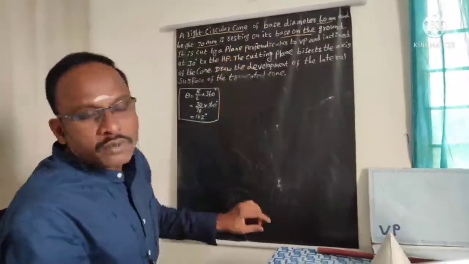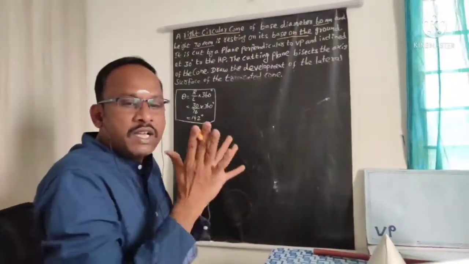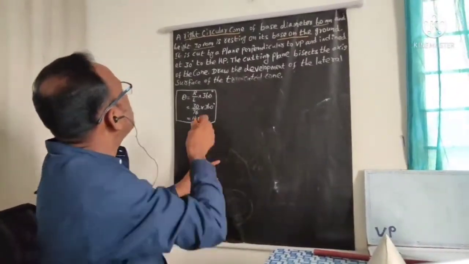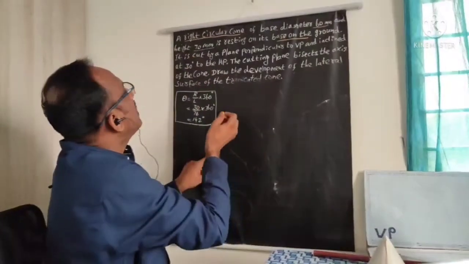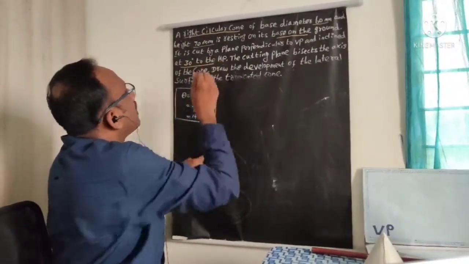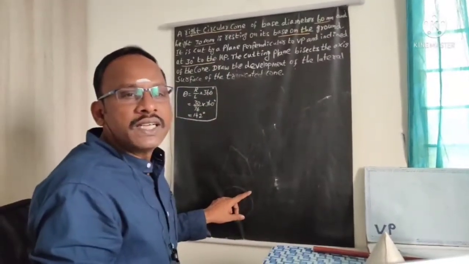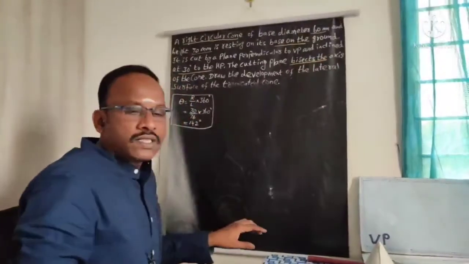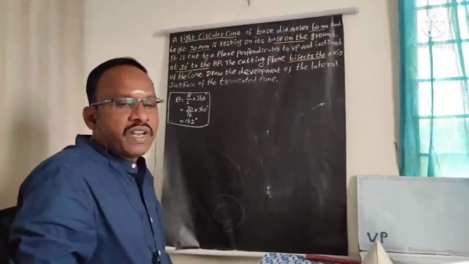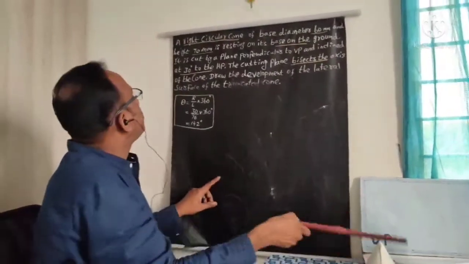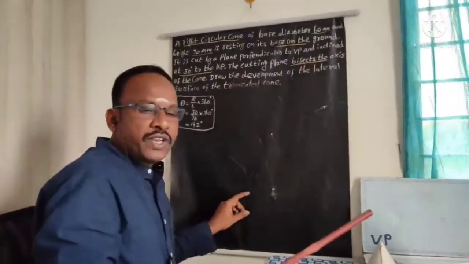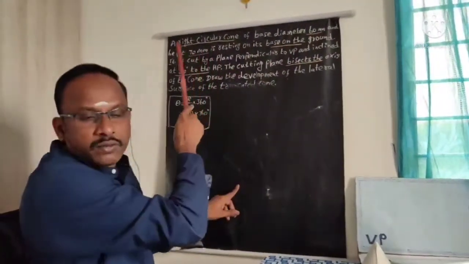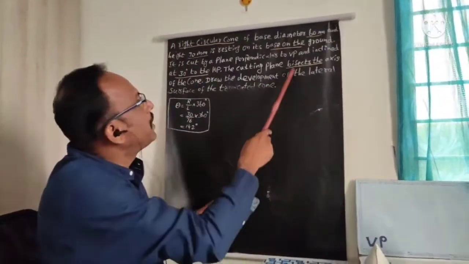So in this first sentence we can understand the orientation of the cone. It is resting on HP. In the second sentence it is given that the section plane is 30 degree to HP. And the cutting plane bisects the axis. These are the other two parameters we will consider. The angle is 30 degree to HP. And bisect means the midpoint. So total height is 70, which means the midpoint is 35. That is the meaning of bisect.